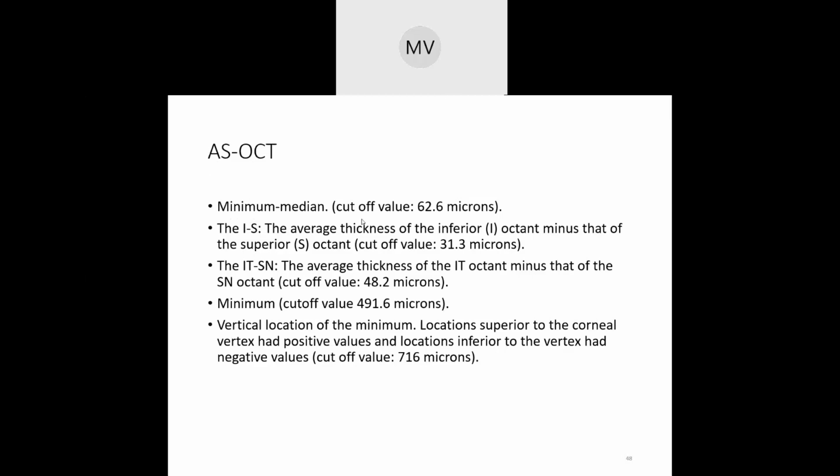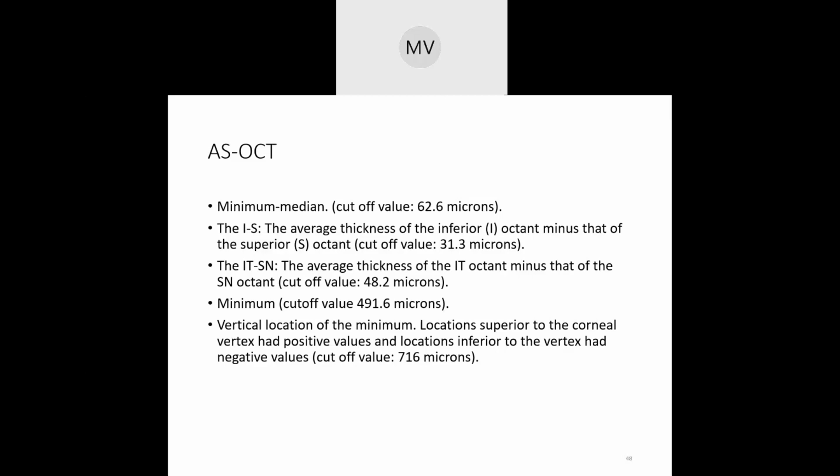The minimum median cutoff value is 62.6 microns. If there is a cutoff value of 62.6 microns, then the patient is suspected to be keratoconus. For the inferior minus superior, the average thickness of the inferior octant minus that of the superior octant, the cutoff value will be about 31.3 microns. For the inferior temporal and superior nasal, the average thickness of the inferior temporal octant minus that of the superior nasal octant, the cutoff value is about 48.2 microns.